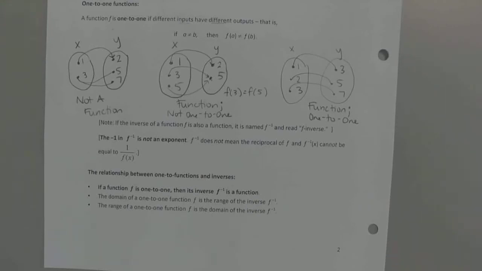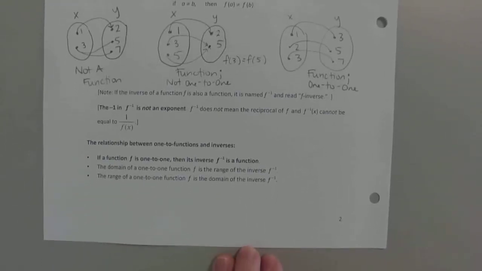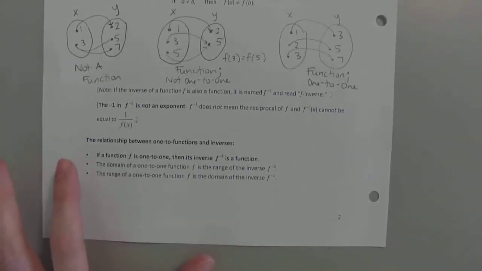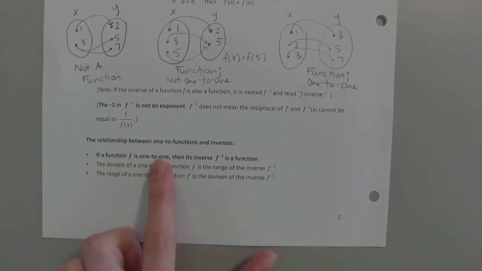The -1 as the superscript is not an exponent, meaning this is not f raised to the -1 degree, meaning it's the reciprocal 1 over f of x. This is just a notation for inverse. So if you're given f and they want you to find the inverse, don't take the function and raise it to the -1 power and think that's the inverse, okay? So it's literally just a notation.